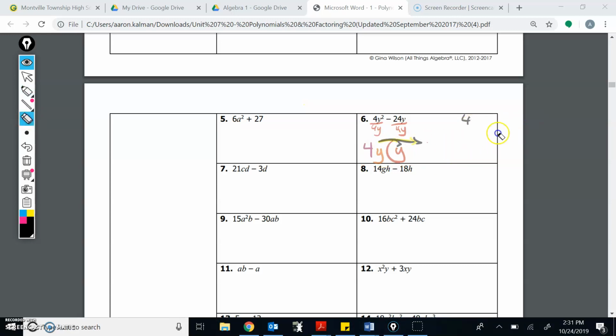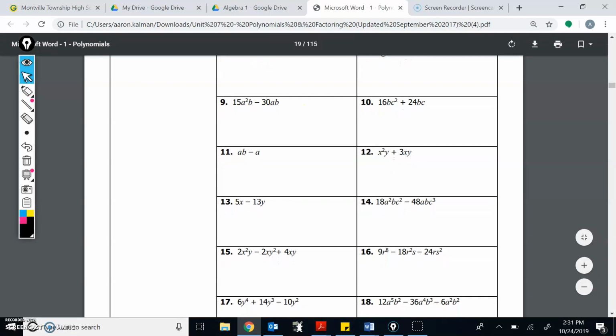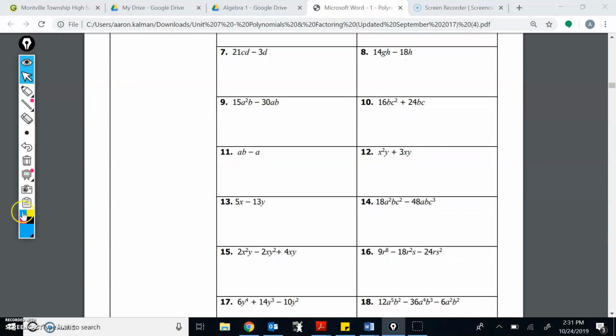Let's do one with multiple variables to find the GCF. Let's look at number 9. We need to find the GCF of 15 and 30. Start with your coefficients. The biggest number that goes into 15 and 30 is 15. Next, we have to look to see if they share variables. They do share a's, but remember we take out the smallest a. The smallest a is an a to the first power. Now let's look at the b's. This one has a b and this one has a b. So the smallest b we can take out is just a normal b.